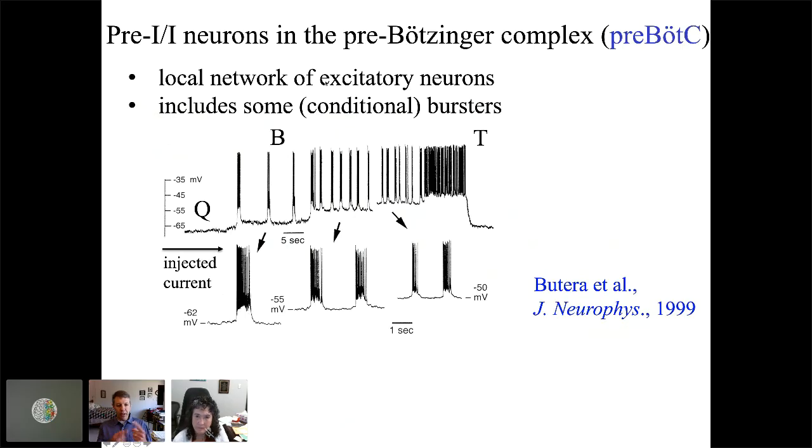They are excitatory. They signal each other with excitatory synapses. And interestingly, in the baseline state, if you decouple them, there's a combination of these different behaviors, Q, B, and T, among the neurons intrinsically within the population.